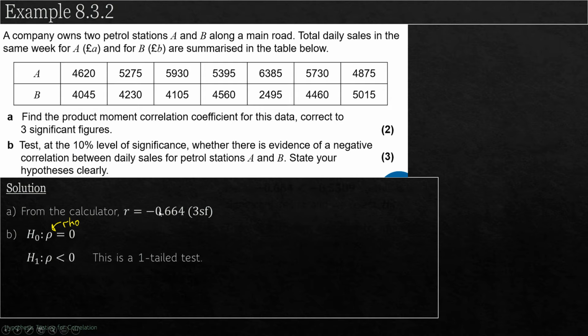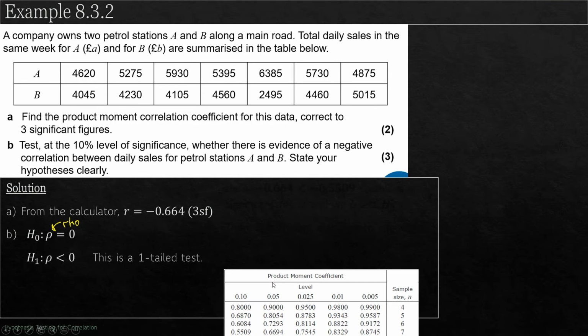So our value of R, minus 0.664 for a sample of size 1, 2, 3, 4, 5, 6, 7, is that strong enough evidence of an overall correlation between all the values for A and B, not just this particular sample? So this is where we turn to the table, and I've done a little screenshot of the table here. It's a much bigger table than this.